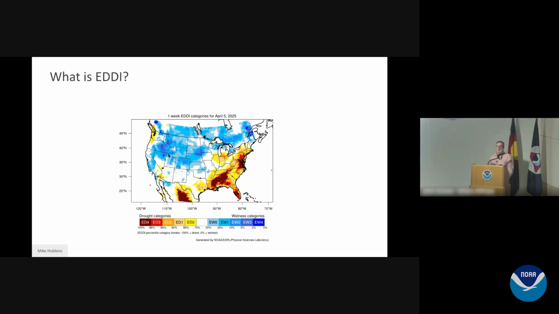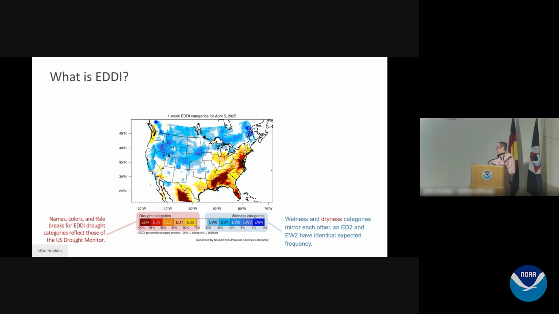Okay, so this is the most familiar map of EDDI. This is from a year ago, April 5th, one week EDDI, and you can see a bunch of cool colors and warm colors. The colors represent drought categories, drought percentiles. They match the US Drought Monitor percentile breaks as well as their labels. EDDI is also wet and dry. It measures anomalies on both sides of the hydroclimatic spectrum, so wetness and dryness categories mirror each other.